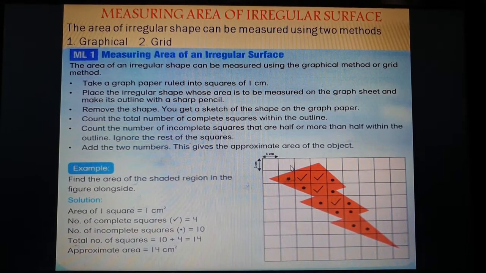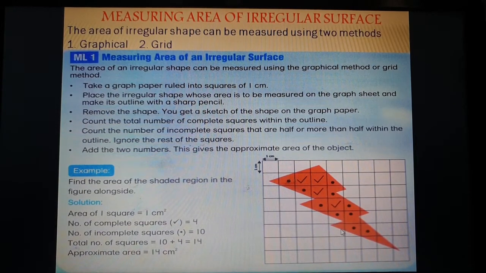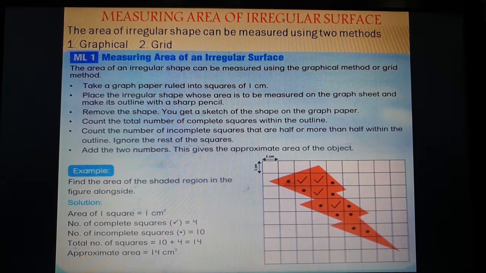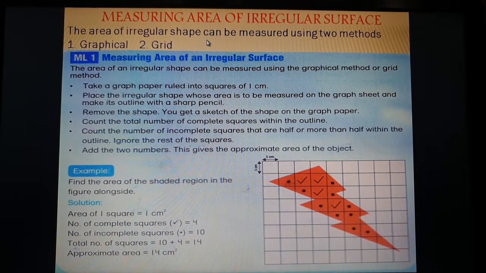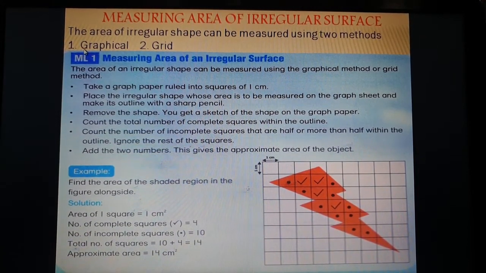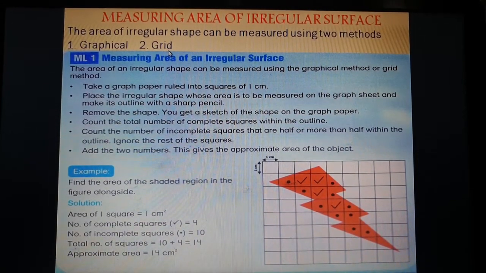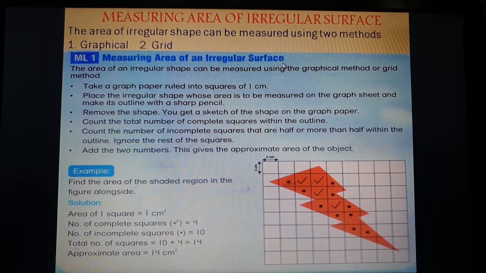This is not in the form of a circle, this is not in the form of a square or a parallelogram or a triangle. So the shape is entirely different. Such types of shapes are called irregular shapes. To calculate the area of irregular shapes, we can measure it by two methods. The first method is called the graphical method, and the second method is called the grid method. Now let us see how to measure the area of an irregular surface.